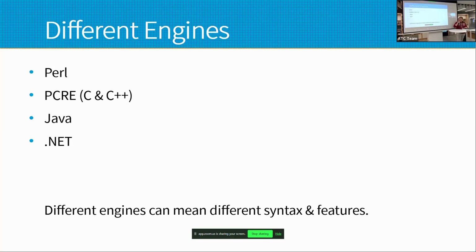All right, so regex also has quite a few different engines, also known as flavors. So for example, the recursion that I mentioned is only available in the Perl flavor of regex. You also have PCRE for C and C++. Java has its own, as well as .NET. And syntax and features can differ quite a bit depending on which regex engine or flavor you use. So just keep that in mind.